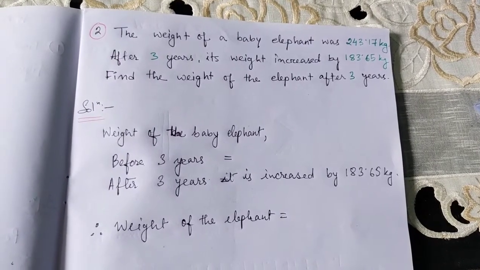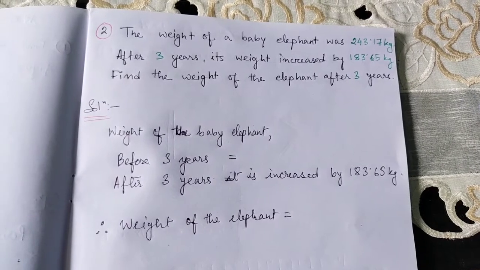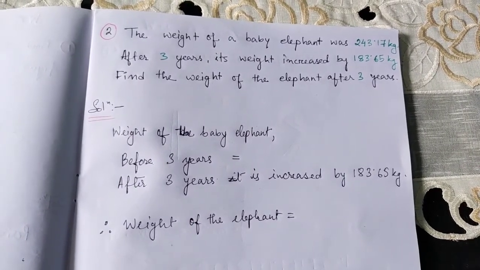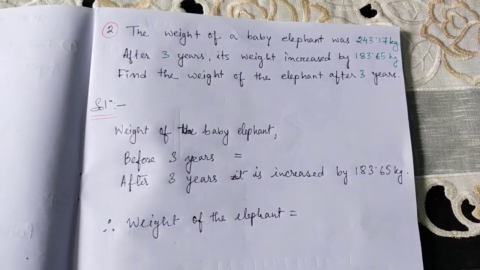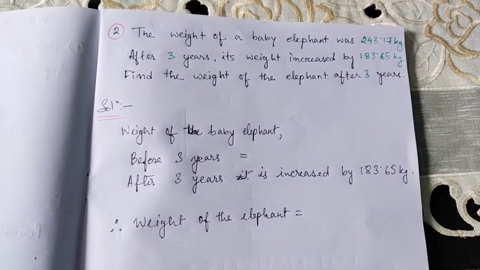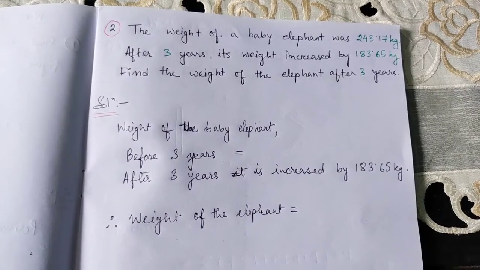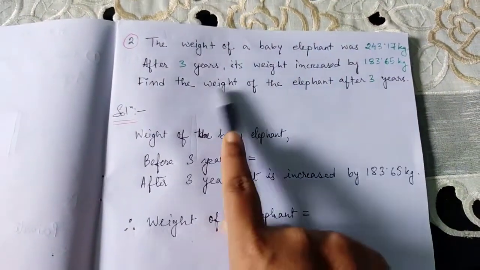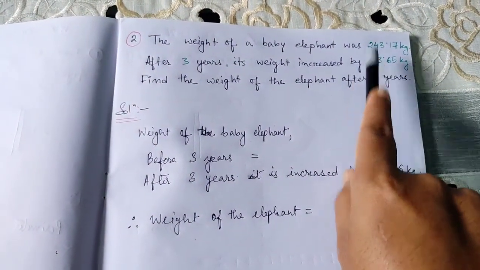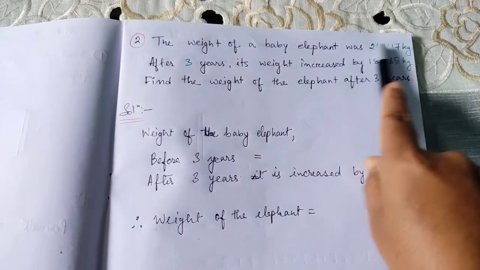Next question: the weight of a baby elephant was 243.17 kg. After 3 years its weight increased by 183.65 kg. Find the weight of the elephant after 3 years. So here, what is given? The weight of a baby elephant before 3 years is given.